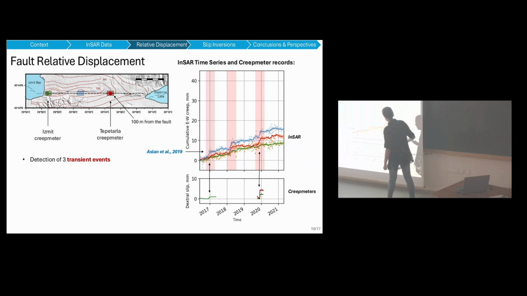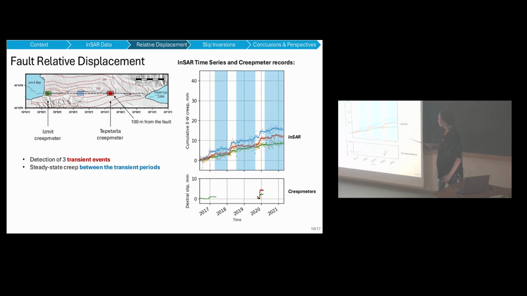The first and the last one are correlated with displacement recorded by the creep meters, and the first one is correlated with the previous paper that we saw. So we are able to detect 3 transient events, and between them, we have a steady state creep. But here, we are looking just at the pixels really close to the fault.